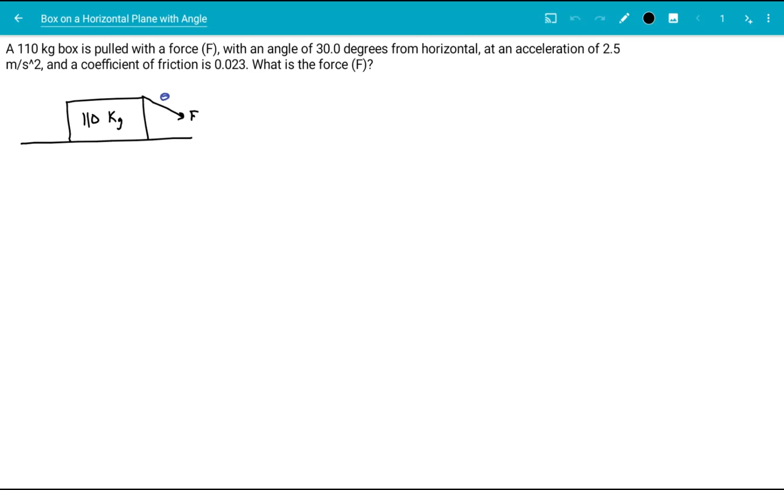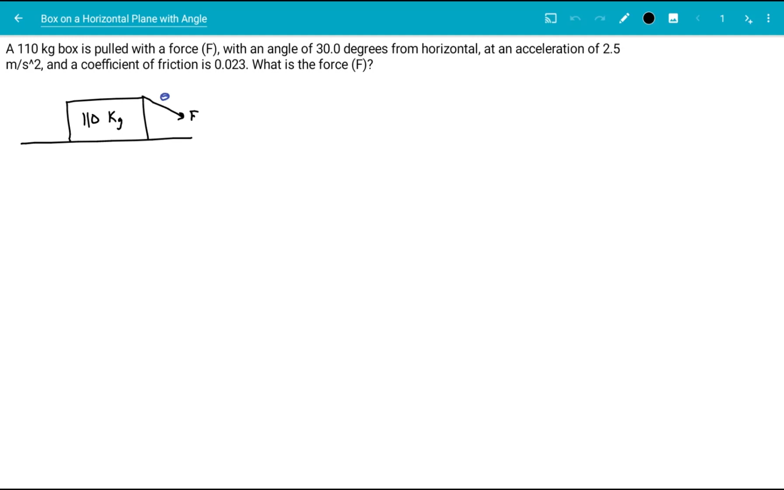Today we're going to be looking at a box on a horizontal plane with an angle. We've got a 110 kilogram box that is pulled with a force F at an angle of 30 degrees from the horizontal, and at an acceleration of 2.5 meters per second squared, with a coefficient of friction 0.023. What is the force? So we're trying to find this force that's slightly downward. It's at 30 degrees, if you can see the picture on the left.